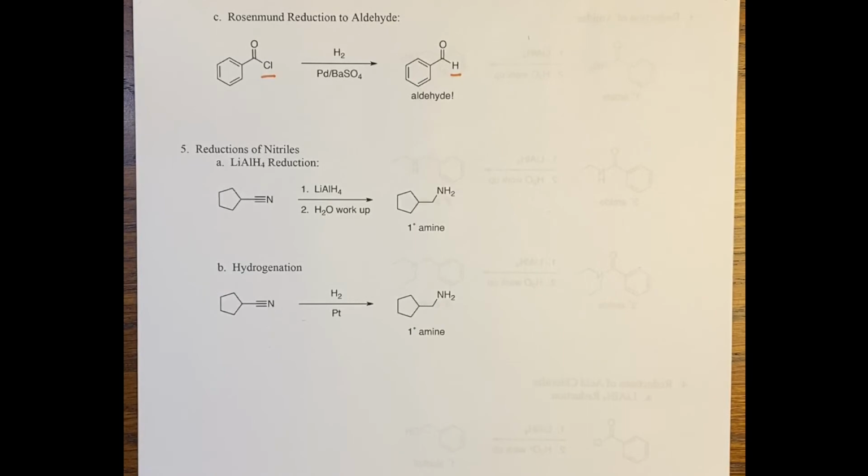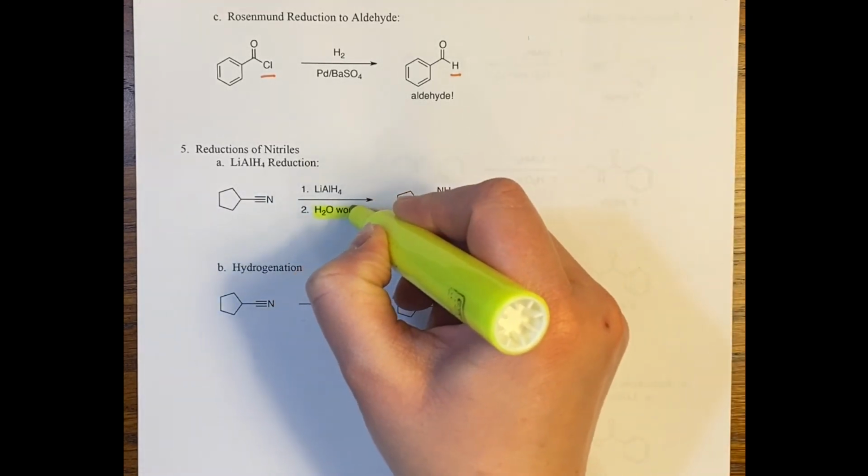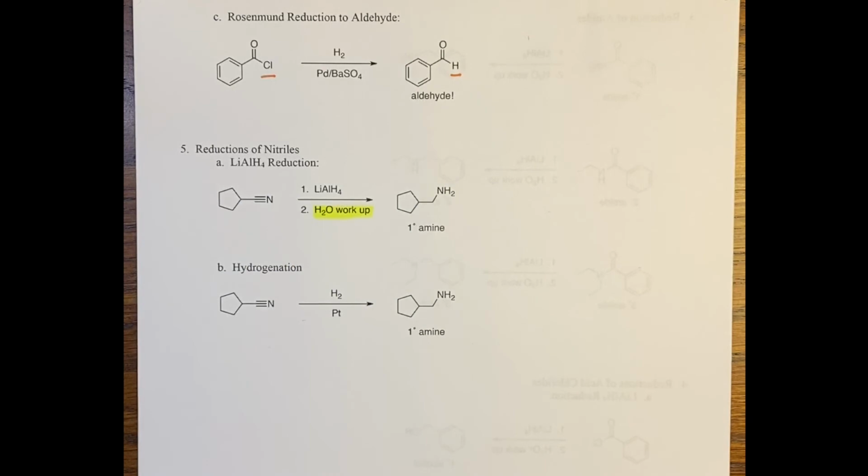Finally, the last reduction is nitriles. And remember that nitriles are like amides, so they're not a very reactive functional group. And so our nitriles are going to require lithium aluminum hydride as their reducing agent. Now, with this reduction, our nitriles are going to be converted to the amine, just like our amides were converted to amines as well. And because our products are amines, we need to be careful with our workup conditions, and we need to make sure that our workup conditions are under water conditions or aqueous conditions rather than acidic conditions.